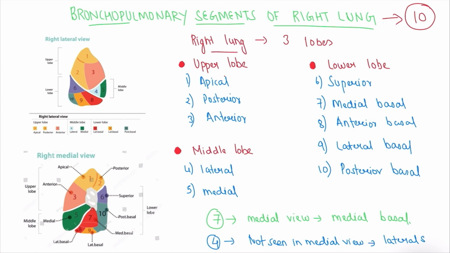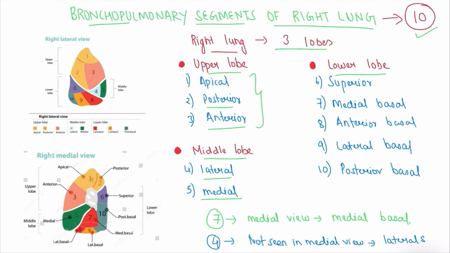Moving on to the bronchopulmonary segments of the right lung. As we already know, there are three lobes in the right lung: upper lobe, middle lobe and lower lobe. The total number of segments in the right lung is 10. Starting with the upper lobe, in the images the first one is the lateral view and the one below is the medial view of the right lung. In the upper lobe we have three segments. The first one is the apical, the second one is the posterior segment, and the third one is the anterior segment. In the middle lobe there are two segments: the fourth one is the lateral segment, and the fifth one is the medial segment.